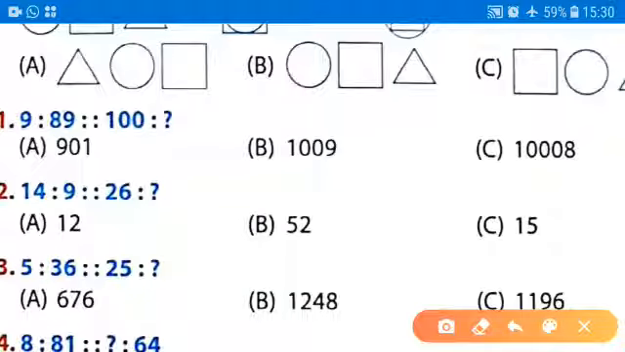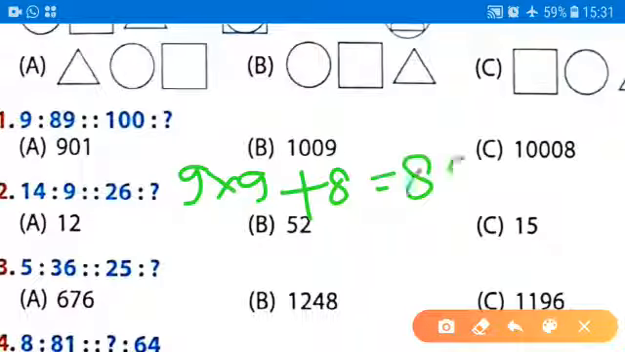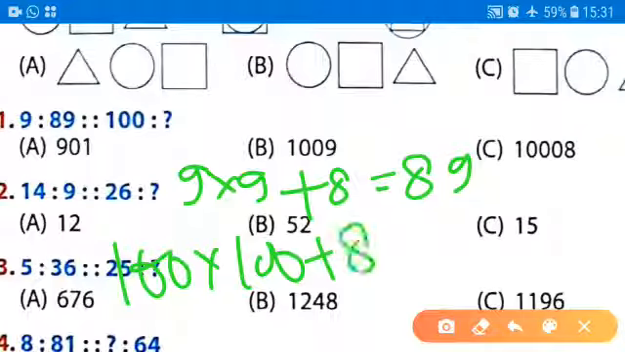Okay, so as you can see here, 9 multiply 9 will be 81, plus 8 will be 89. Okay, so this is the relation between this 9 and 89. Similarly, 100 multiply 100 plus 8 will be 10,008. Okay, 100 multiply 100 will be 10,000, plus 8 will be 10,008. So the correct answer for this question number 11 will be option number C.